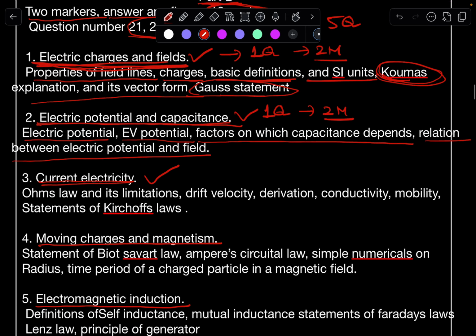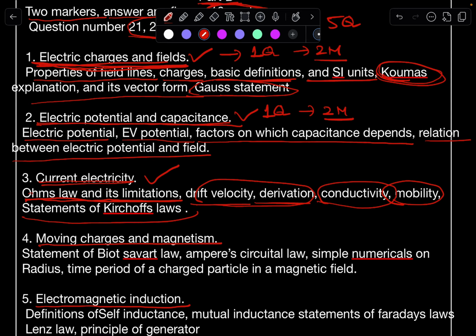Now coming to the next chapter, current electricity. What are the topics for 2 mark questions in this chapter? Look here, Ohm's law and its limitations. This is a most important repeated question. And define drift velocity and relaxation time. Next, what is conductivity? What is mobility? Statements of Kirchhoff's rules. If you practice these theoretical concepts, they will give one question, you can get 2 marks easily in this chapter.